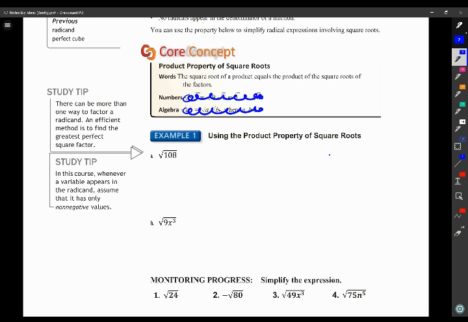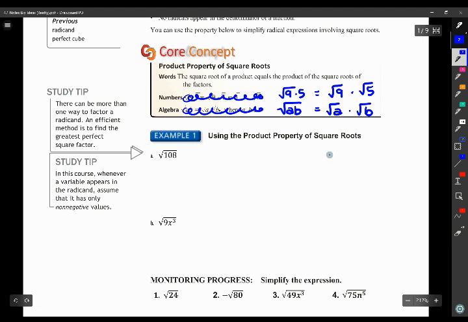So if you have your numbers there, they're saying like if you have the square root of 9 times 5, I think is what it said, then you could break that down to be the square root of 9 times the square root of 5. Or in algebra, if you have it as letters, a and b, then you can break that down to be the square root of a times the square root of b, as long as a and b are not 0.